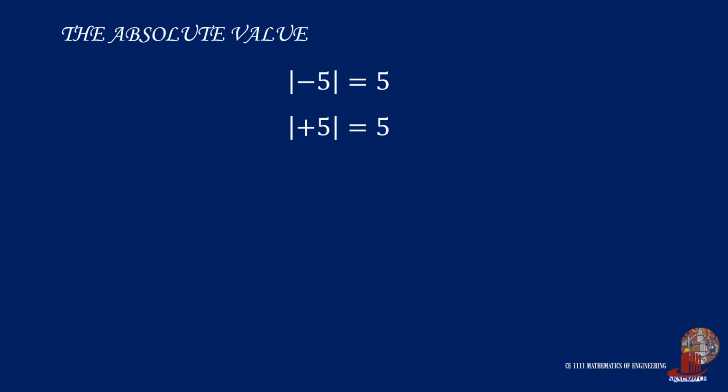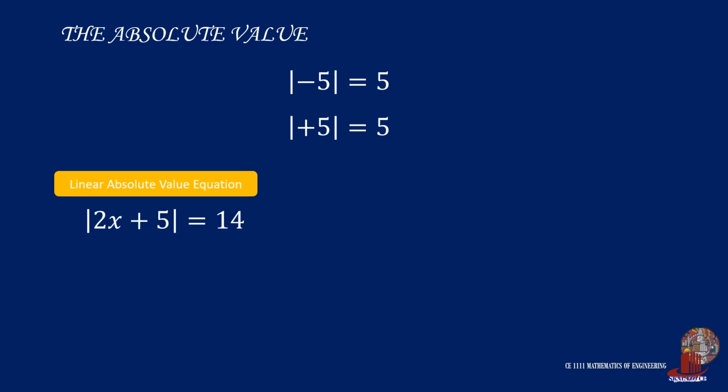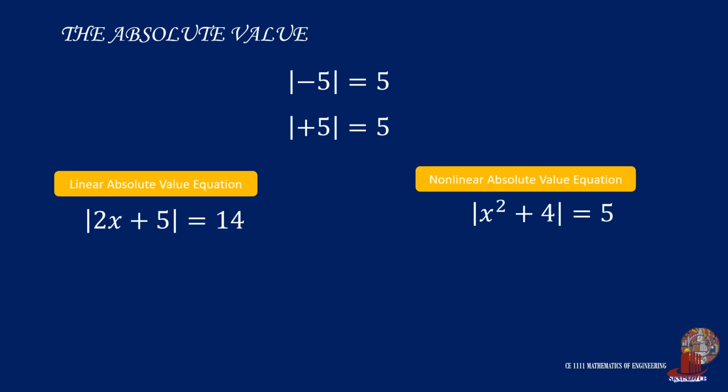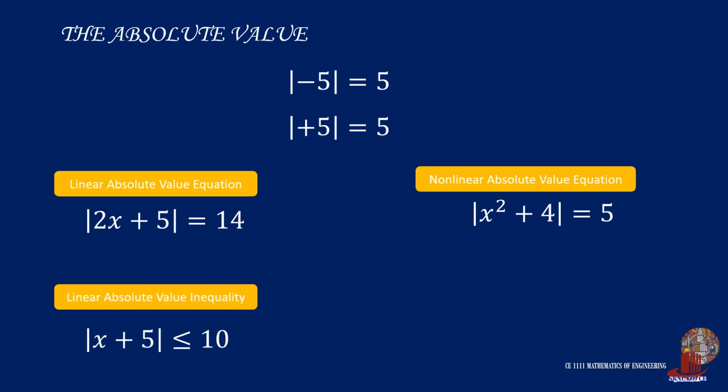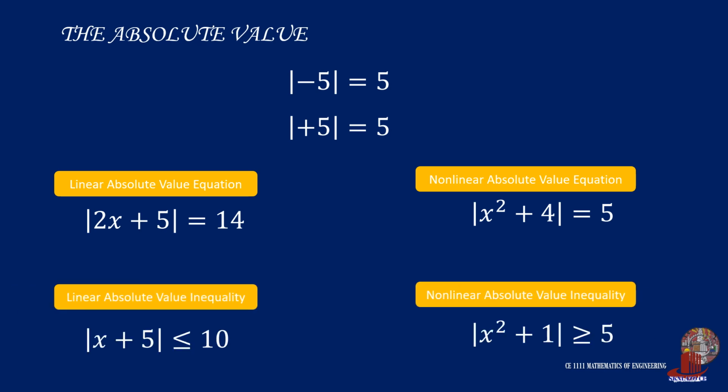When we talk about equations, there are linear and nonlinear. Likewise, there are also absolute value inequalities which are linear and nonlinear. Since our discussion is inequalities, let's start with linear absolute value inequalities. Its standard form is the absolute value of ax plus b, and the inequality symbol bridges the binomial with c.